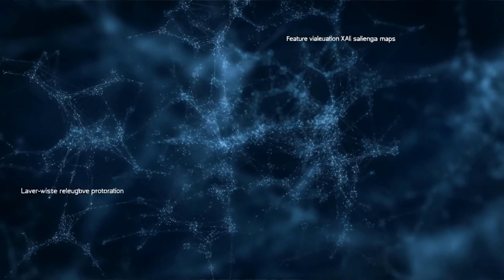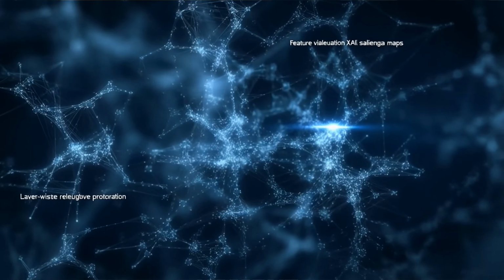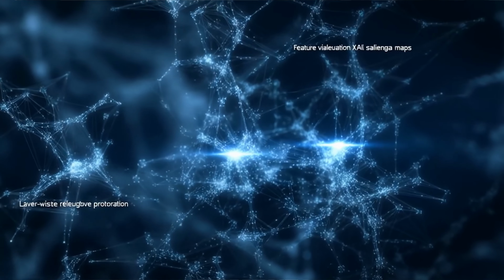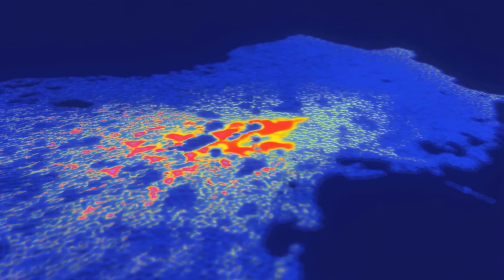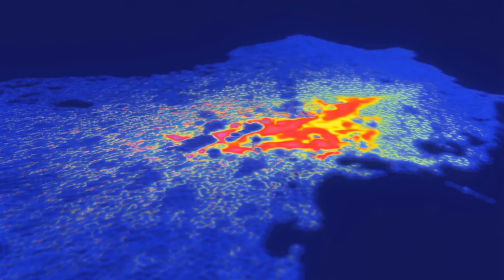To mitigate these issues, the field of explainable AI focuses on developing methods to make AI decisions more transparent. Techniques like feature visualization, layer-wise relevance propagation, and saliency maps aim to shed light on how neural networks process information.